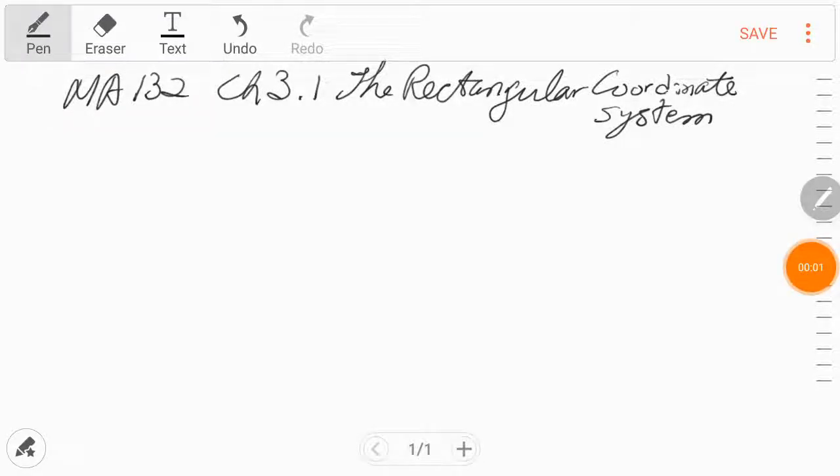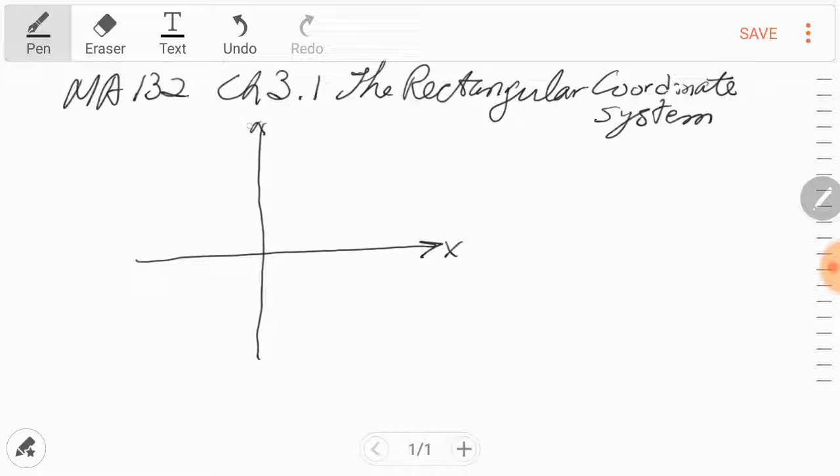Chapter 3 is about the rectangular coordinate system. The rectangular coordinate system is formed by two real number lines. Here is the horizontal number line, x, and another number line, which is a vertical number line, and let's make it number line y. This is the rectangular coordinate system, and the horizontal line we call the x-axis, and the vertical line is called the y-axis.